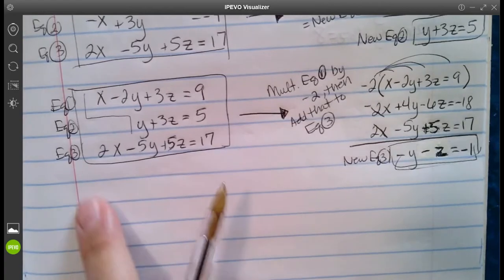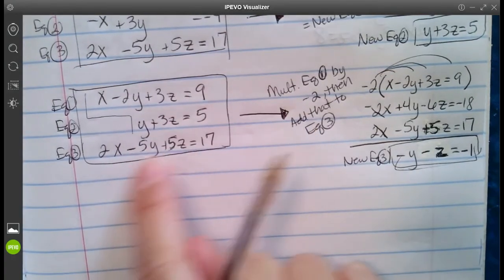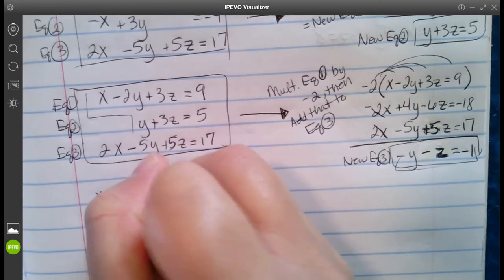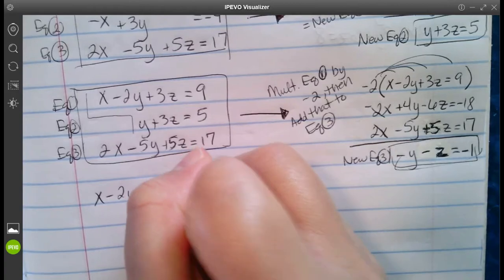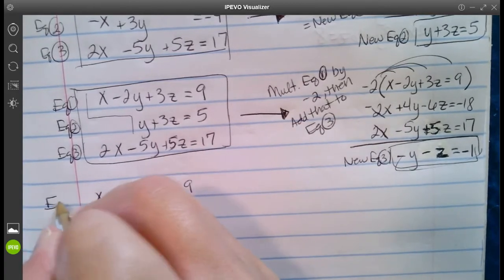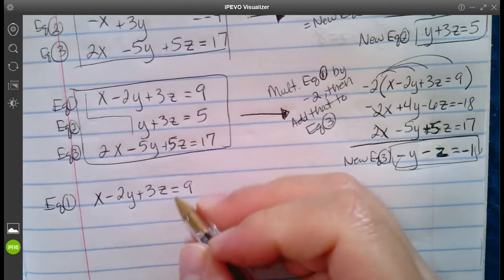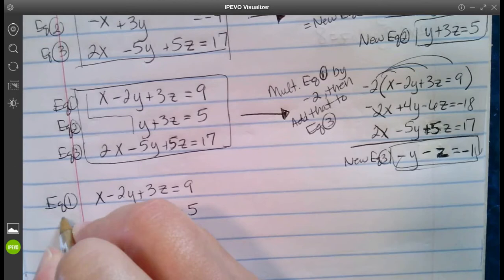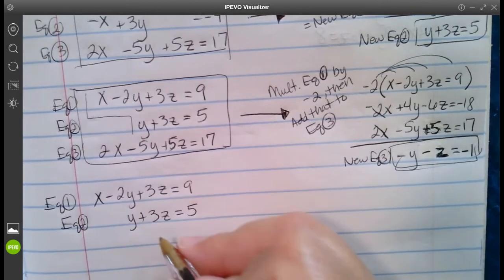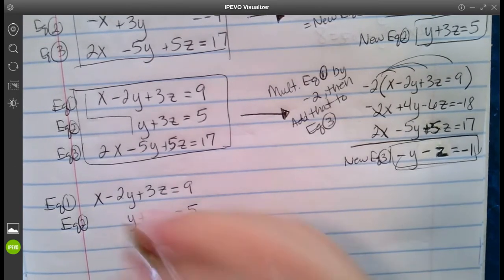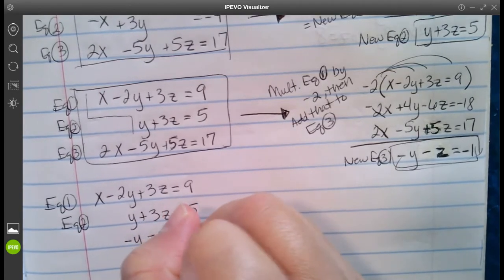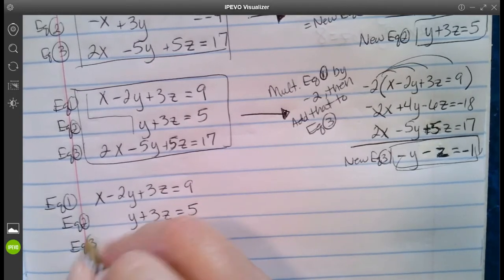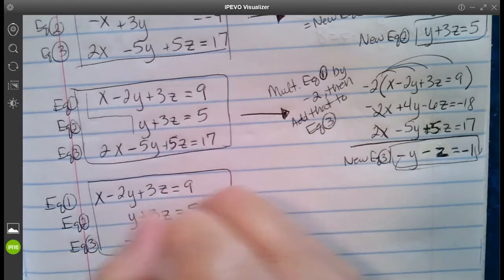So I'm going to rewrite my system again. I'm going to keep these two, but instead of this one, I'm going to use this equation. So x minus 2y plus 3z is equal to 9. This is equation 1. Then we have y plus 3z is equal to 5. This is equation 2. And now we have this one, negative y minus z is equal to negative 1. And this is equation 3. So now this is our system.